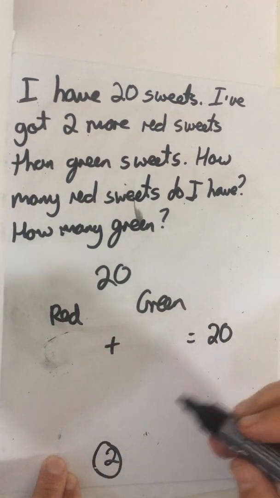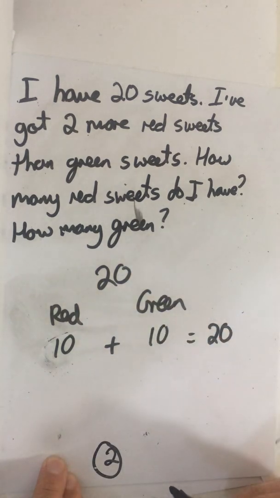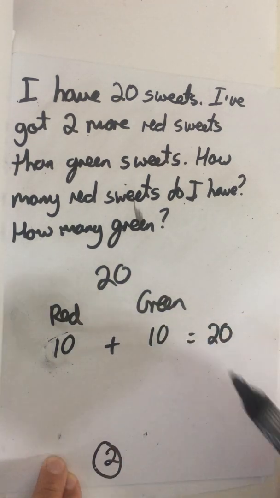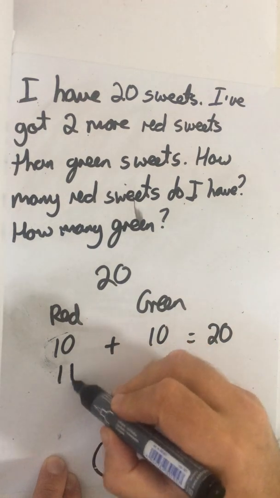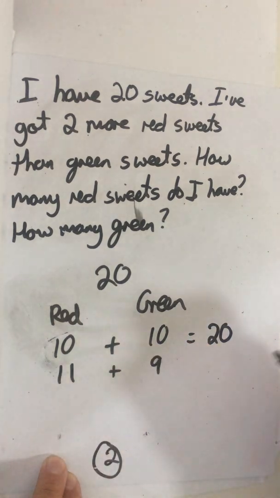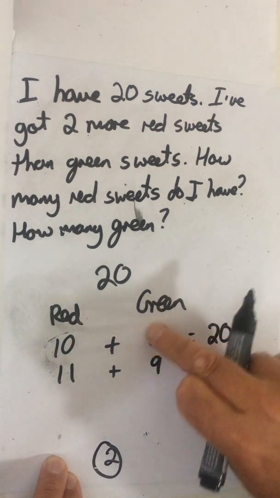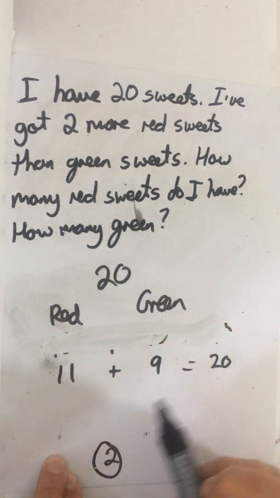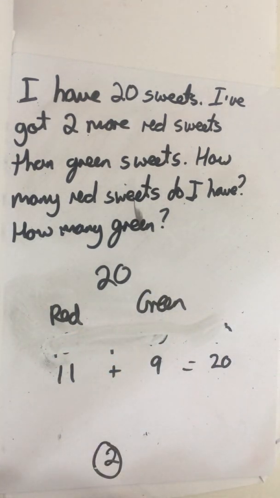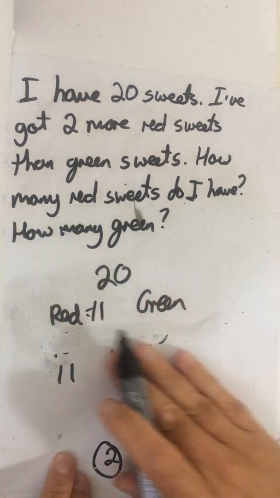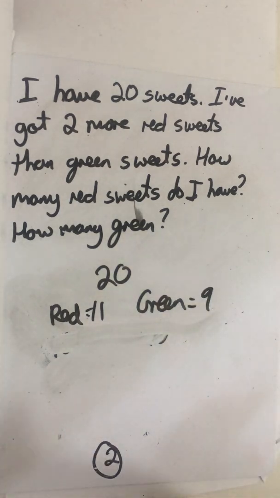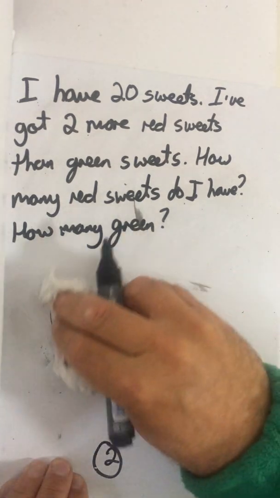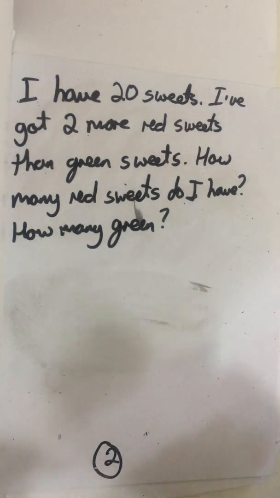Okay, so if I had 10 red and 10 green, it would be 20. But of course, I have 2 more red than green. 11 red and 9 green would give me 20, isn't it? Yeah, so 11 plus 9 is 20, plus I've got 2 more red than green. So in this question, red equals 11 sweets and green equals 9. Okay, and there's a similar question to that, a bit trickier, in the main part of the work today. Okay, let's have a look at another.